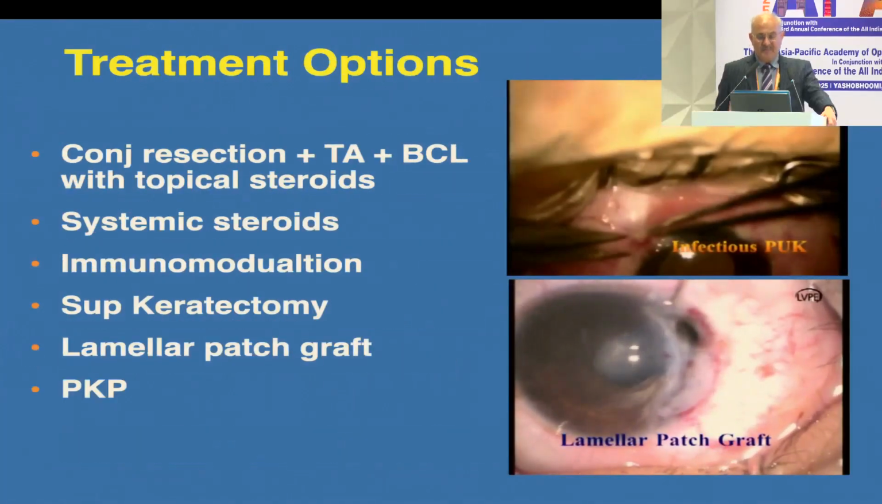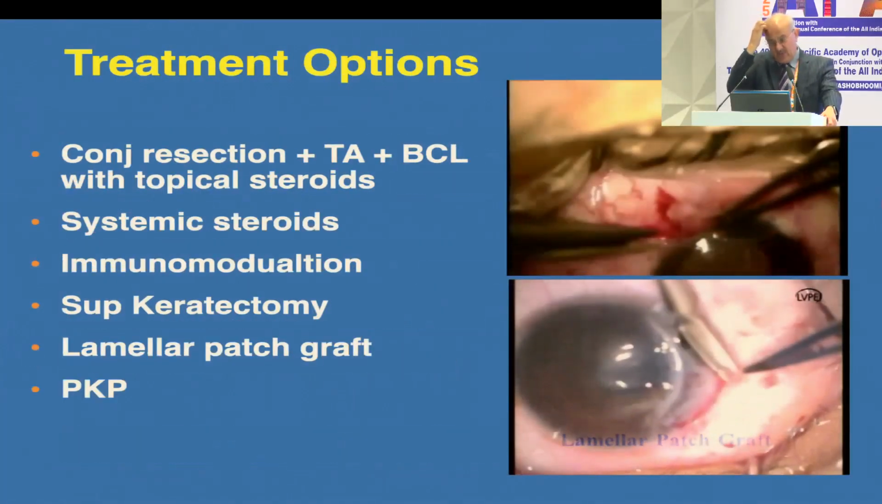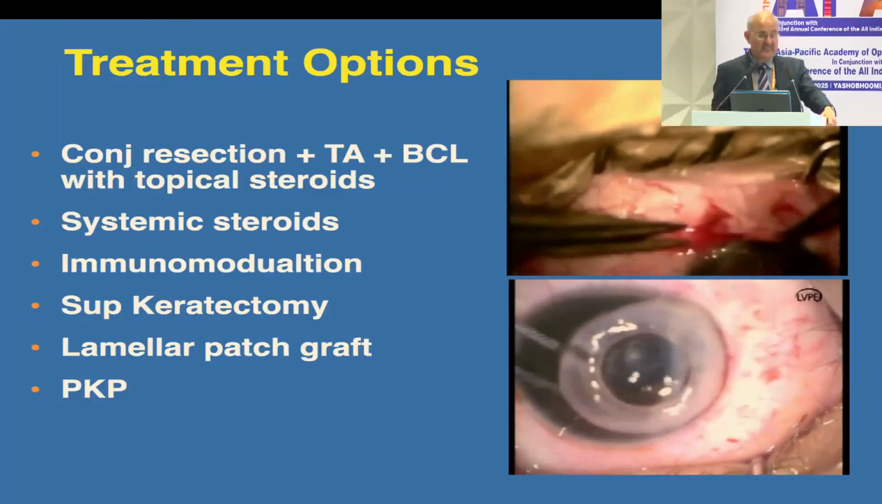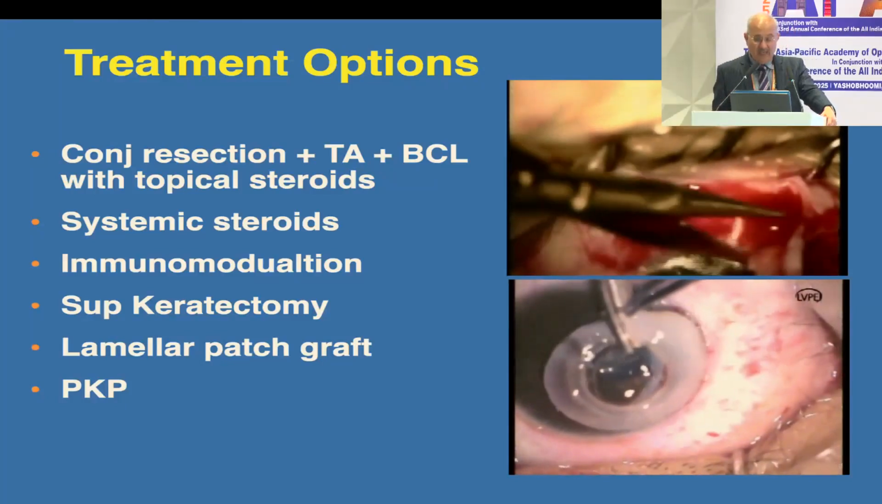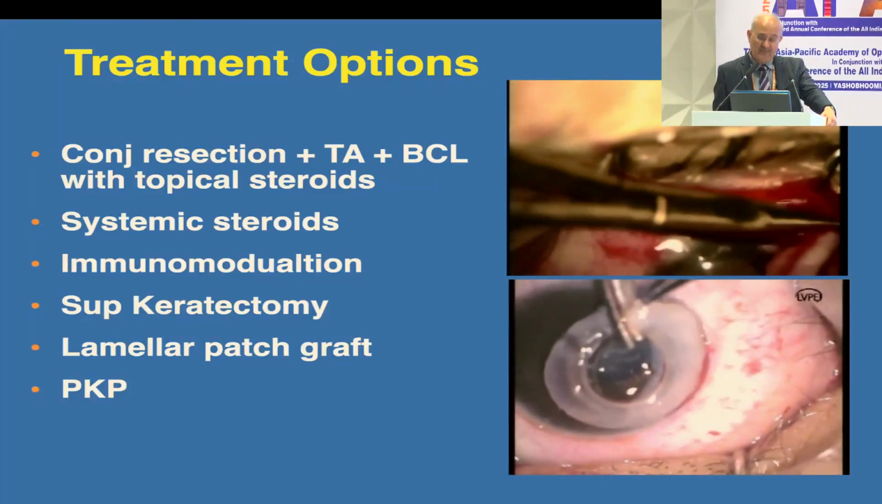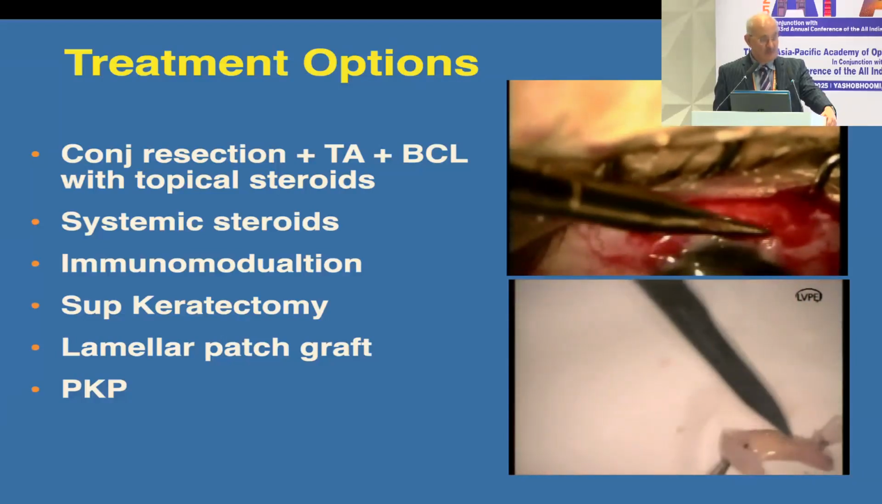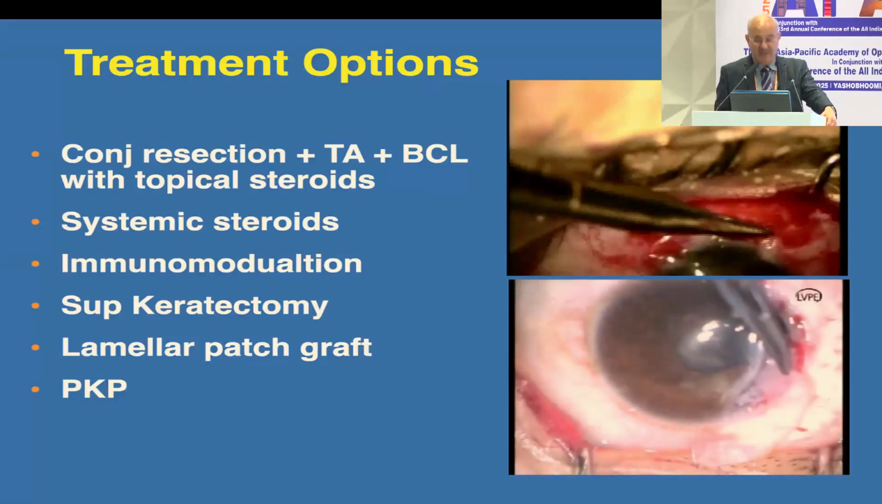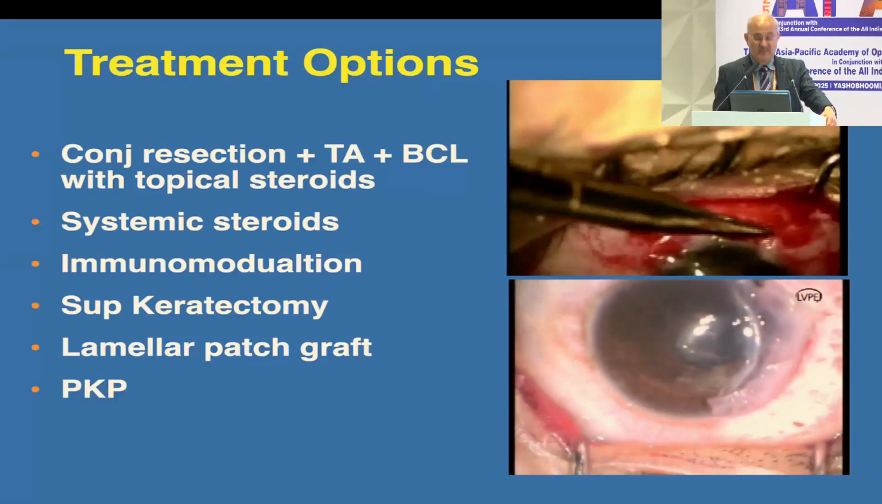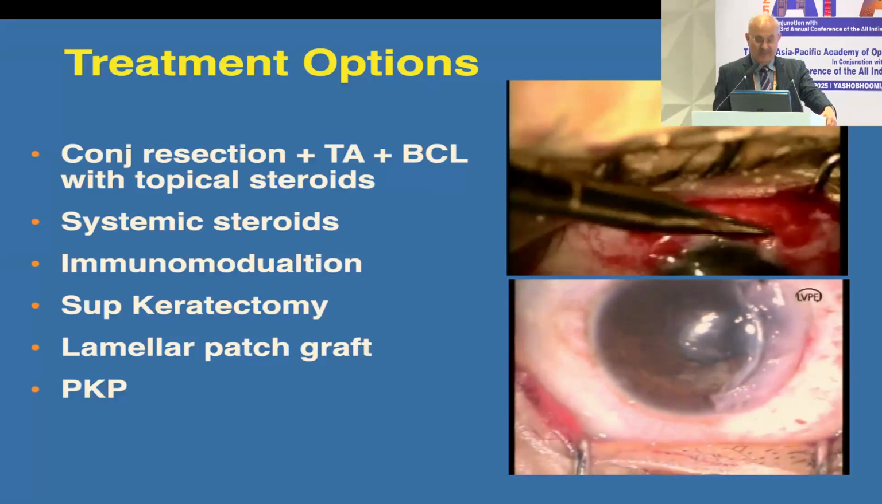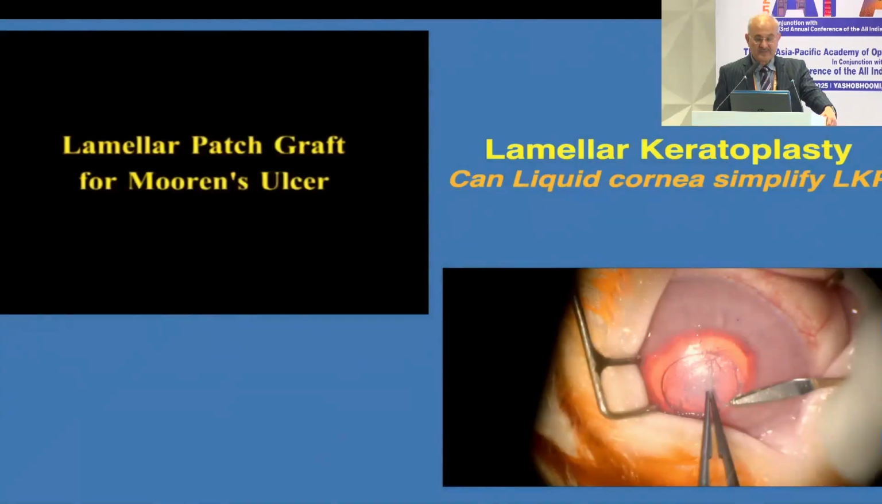So the fundamental surgical treatment is the conjunctival resection, TABCL, and if you have the histopathology or immunopathology, please do the histopathology and immunopathology of those tissues. And if you have a perforation, do a patch graft. But these patients would need some sort of immunosuppression, immunomodulation. These are the examples of patch graft.